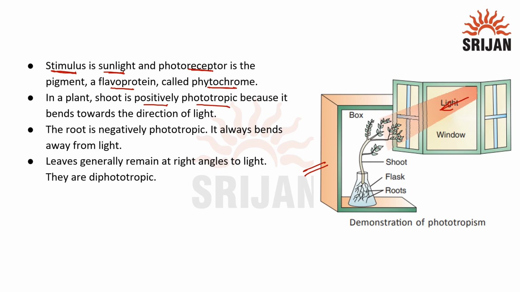What do we mean by positively phototropic? It means that this growth is towards the direction of the stimulus. From here the light is coming, and in this direction only the plant is also growing. So we say that it is positively phototropic. But when we see the roots, they are going in the opposite direction. So we say that roots are negatively phototropic. The root always moves away from the light, and leaves maintain a right angle to the light, hence they are called diaphototropic.